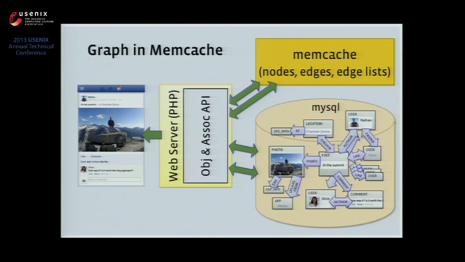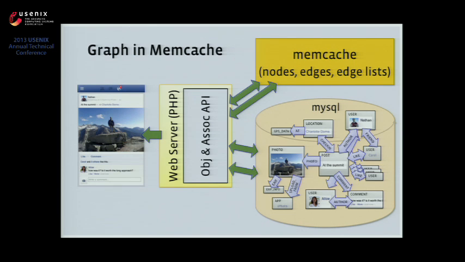So I mentioned TAO provides a very simple API. This API actually predates TAO. It was originally developed as a PHP abstraction, a bunch of code that we called the Objects and Associations API, that wrapped around access to MySQL and then cached nodes and edge lists in Memcache. And this became very popular and became the de facto way to access the graph in Facebook.